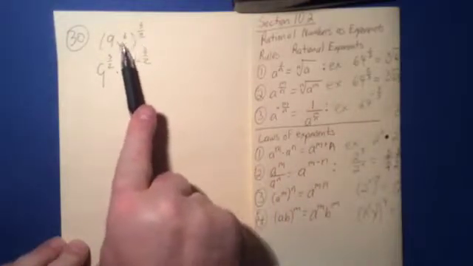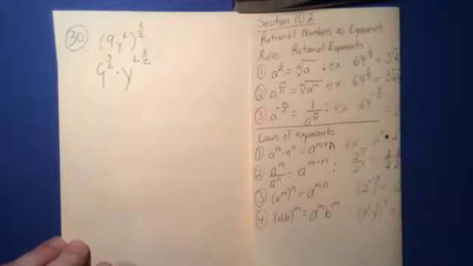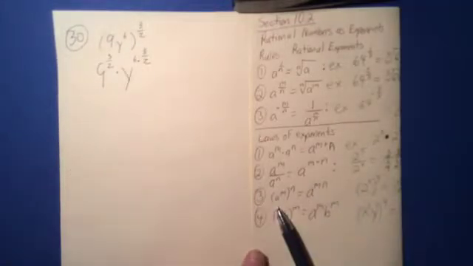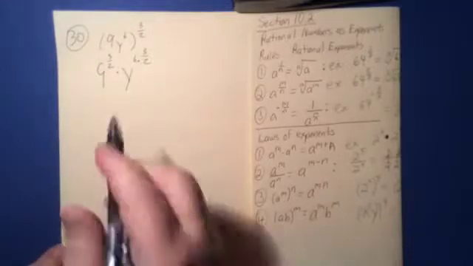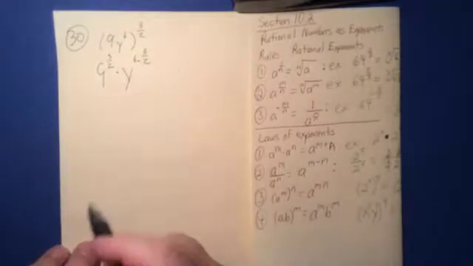But now, when I multiply y to the 6th to the 3/2, I'm using property number 3, where I multiply the exponents together. So it gets a little tricky. Let's go ahead and simplify this first.